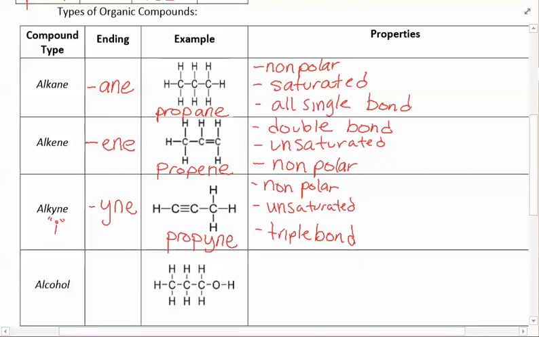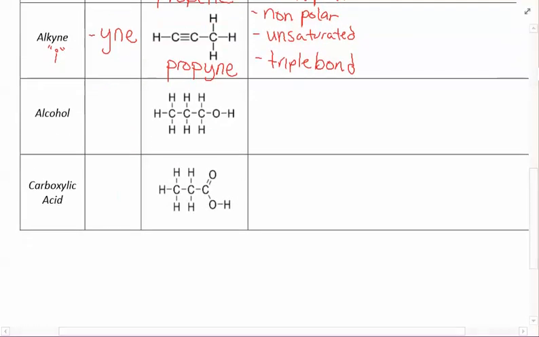The last 2 are kind of subtypes. The first group we have is an alcohol. Alcohol is a generic term. Alcohols have the ending OL. So alcohols have a range. They can be polar to slightly polar. So polar to slightly nonpolar.